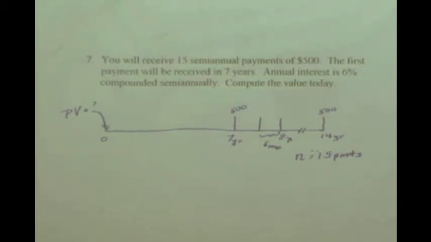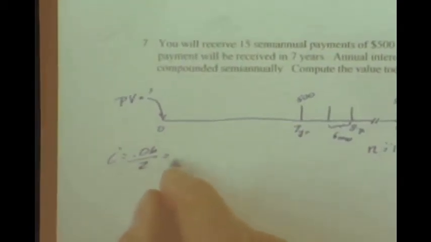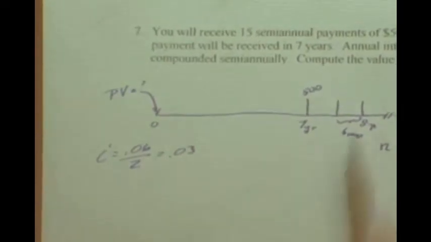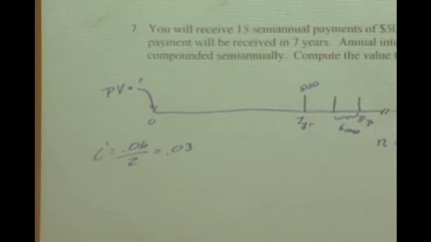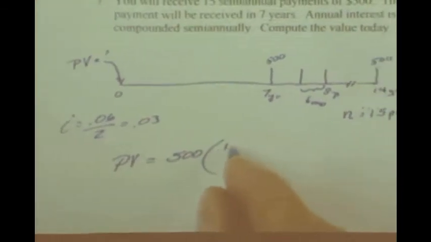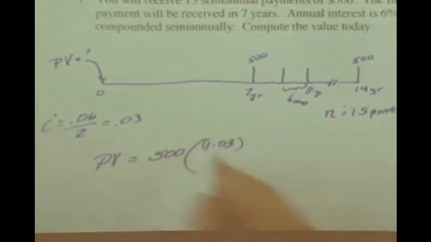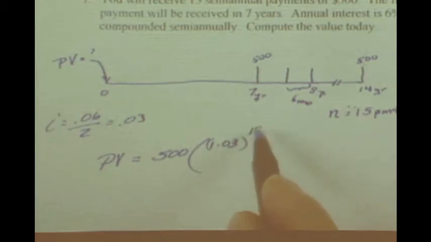6 months between payments. The interest rate is 0.06 divided by 2, or 0.03, and it fits the time between payments. The present value equation, 15 is the number of payments.